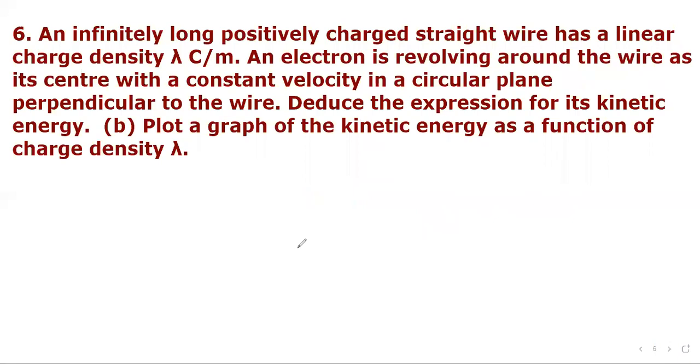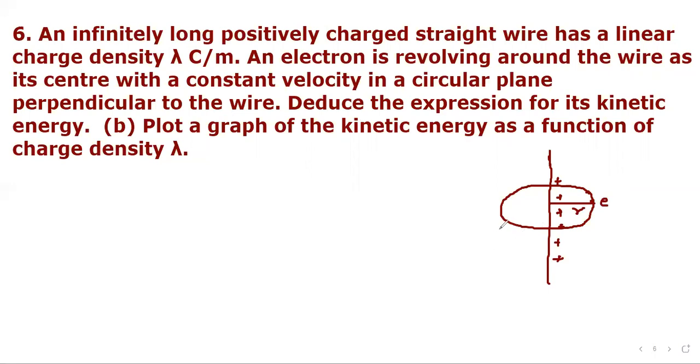Now let's see the next question. An infinitely long positively charged wire has linear charge density lambda coulomb per meter. An electron is revolving around the wire as its center with a constant velocity in a circular plane perpendicular to the wire. Deduce the expression for its kinetic energy. Plot a graph for kinetic energy as a function of charge density. So suppose this is the positively charged wire and the electron moves in a circular path of radius, suppose small r.